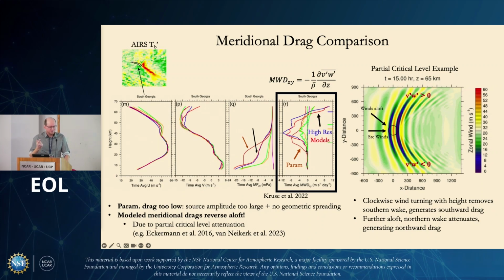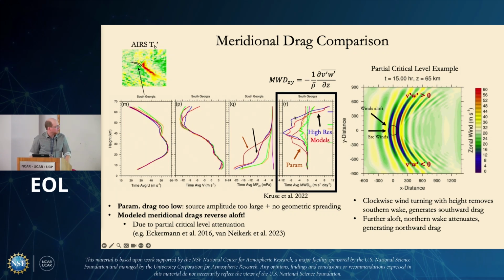So really just focusing on these central profiles. Again, these are profiles that have been area averaged and time averaged over that entire 10-day period over the region of interest. Here we're looking at South Georgia Island with this northwest-southeast oriented terrain. In terms of the parameterization, again, we're seeing too much drag at too low an altitude. And I think this could be due to the amplitude being too large. That's certainly suggested from the momentum flux profiles, but also maybe no geometric spreading. However, you still get southward drag that looks similar, even if it's misplaced in altitude. It's similar to what we see in the wave resolving models.